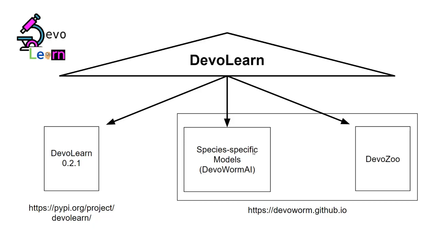We have two other things here I'd like to highlight: species specific models, that's what we call DevoWorm AI, which are programs that allow us to analyze different other model organisms, using different models other than the ResNet. And then we also have DevoZoo, which is a collection of data. Those can be found at devoworm.github.io.